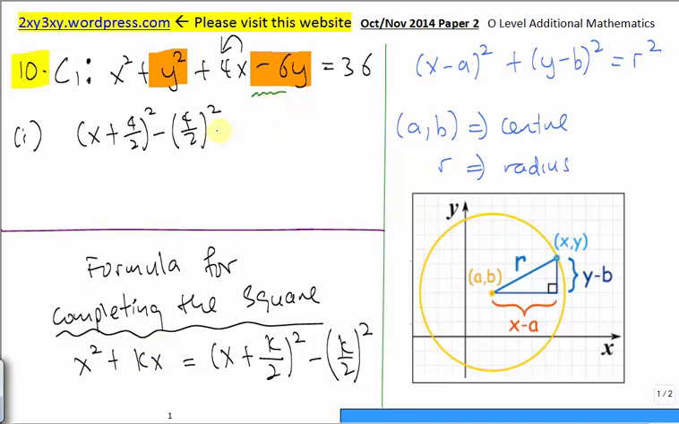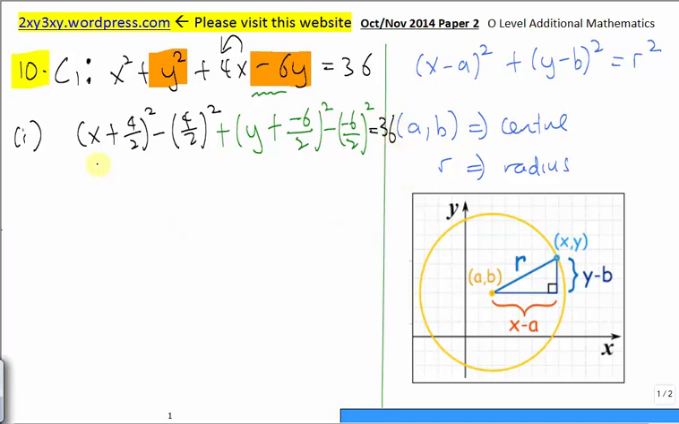If I were to complete the square, it will be (y plus k over 2) squared. K is negative 6. Don't forget about the negative sign. Negative 6 over 2 squared, minus (negative 6 over 2) squared. The whole thing is equal to 36. Let us simplify this expression. (x plus 2) squared minus 2 squared, which is 4, plus (y minus 3) squared minus 3 squared, which is 9, equal to 36.